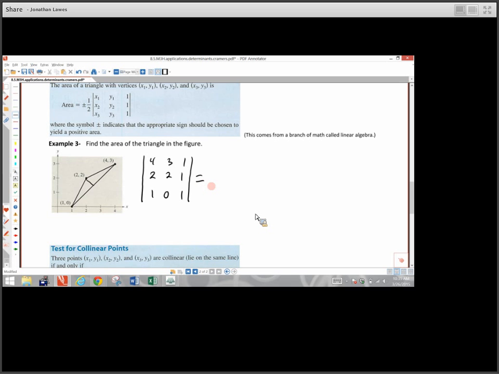Take a good look. Don't say anything out loud. Pretend this problem, that determinant right there, was on a test. Which row or column? Don't say anything out loud.